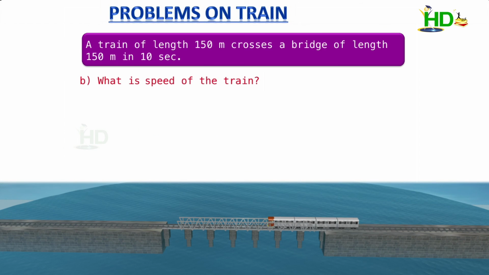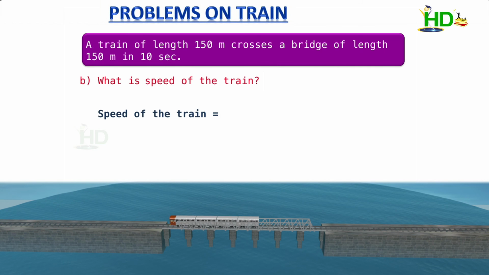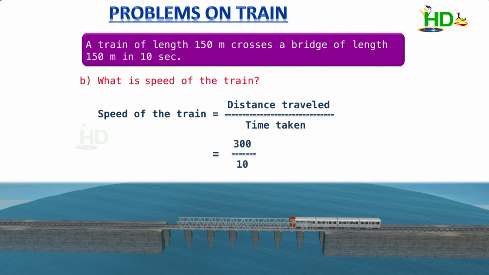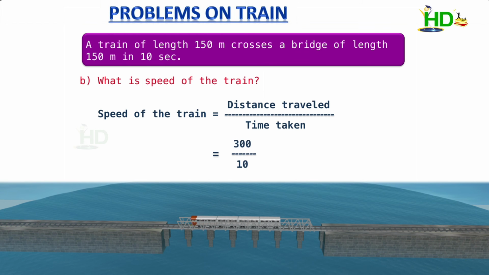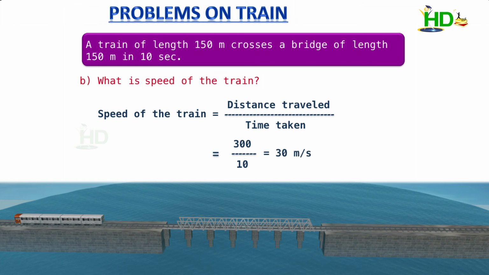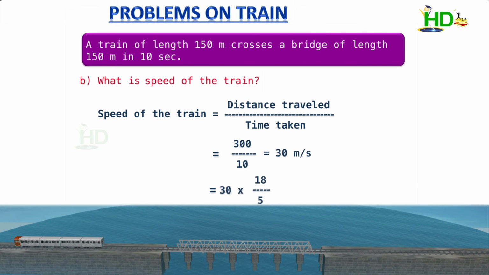What is the speed of the train? The speed of the train is distance by time, this is equal to 300 by 10. Distance is 300 meters and time is 10 seconds. And this is equal to 30 meter per second. If I want to express it in kilometer per hour, this is equal to 30 into 18 by 5. This is equal to 108 kilometer per hour.